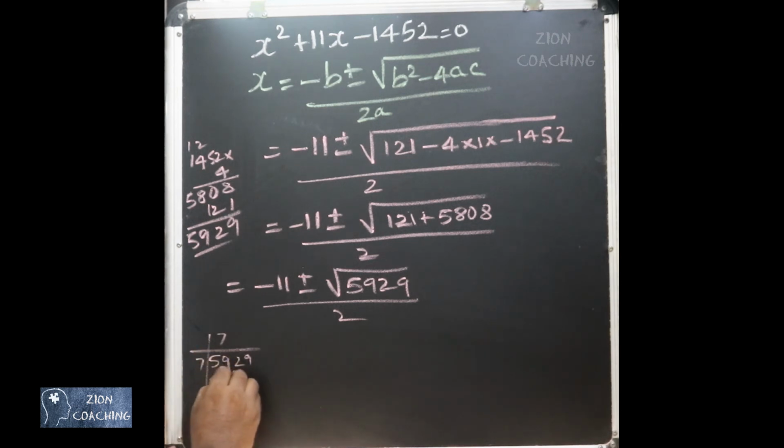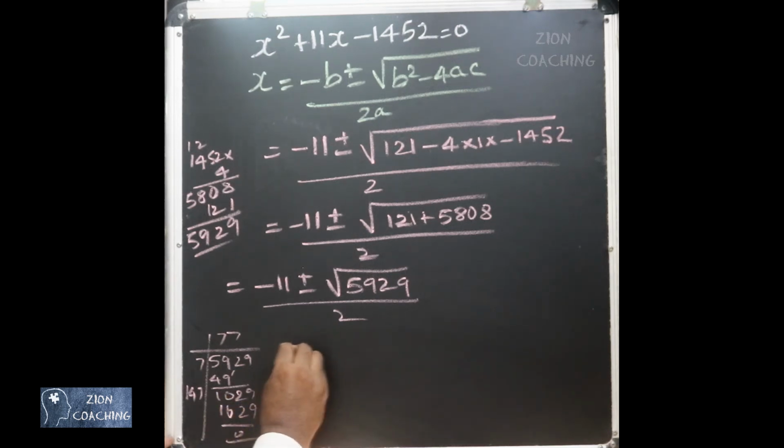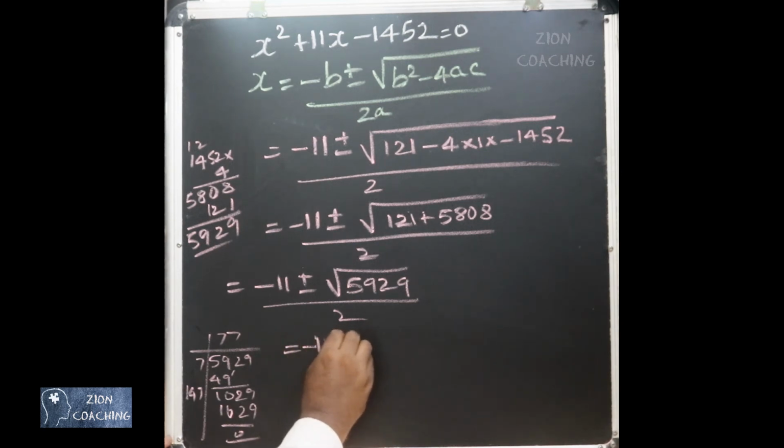7 7s are 49, then you will get 10 remainder. Bring down the next two digits. We have 7 into 2, 14. The number is ending with 9, so we will try with 7. 7 7s are 49, carry 4, 4 7s are 28, plus 4 is 32, carry 3, 1 7 is 7, 7 plus 3 is 10. So we are going to have minus 11 plus or minus 77 by 2.